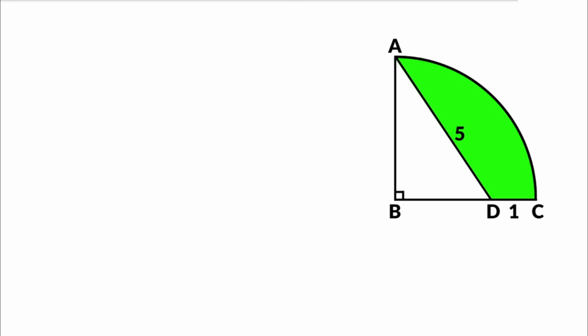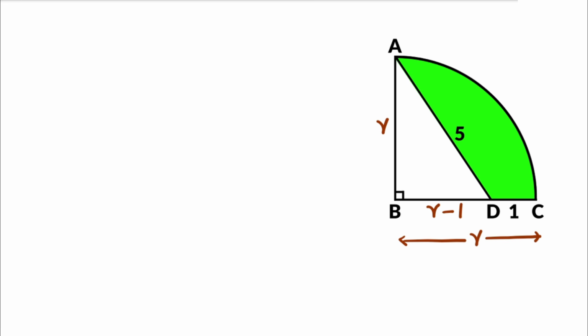Let's call the radius of the quarter circle R. That means AB equals R, and BC also equals R. Now look at the bottom side of the triangle, BD. Since the entire horizontal radius is R, and the little piece CD is 1, BD must be R minus 1. And just like that, we know all 3 sides of the right triangle. The vertical leg is R, the horizontal leg is R minus 1, and the hypotenuse is 5.